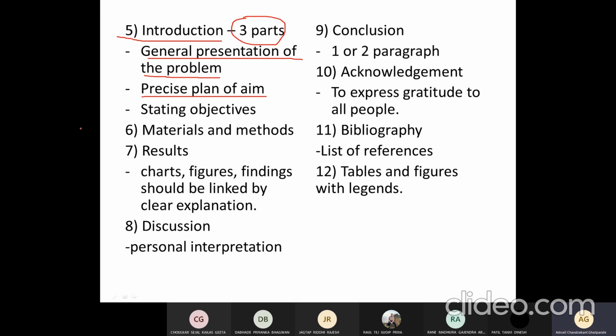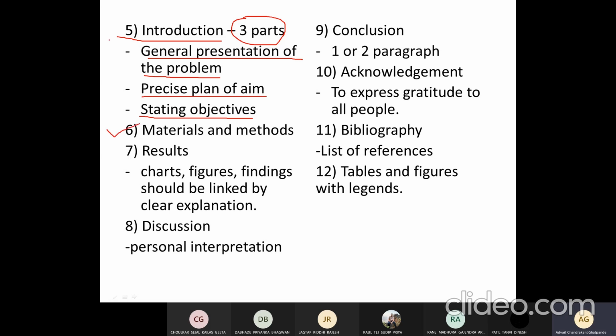And lastly, one should have to state the objectives. The last part of the introduction should speak about the objectives and how the objectives will be fulfilled by a particular research. That should be mentioned here. So the introduction should be having three parts: general presentation of the problem, precise plan of aim, and stating the objectives. Okay.